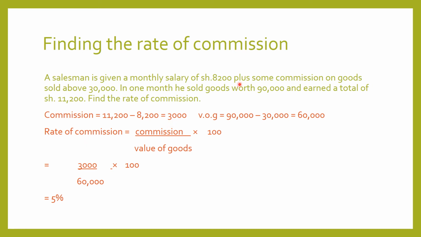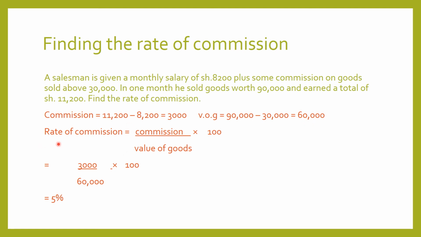So this time round here, they have given you the value of goods, 30,000, and you also have 90,000. So when they have given you, you subtract them. So the value of goods above 30,000 was 60,000. How did I get my 60,000? I subtracted. So the condition is you subtract. You are only given commission after you have sold goods above 30,000. So in 1 month, the salesperson sold goods worth 90,000. For you to get the value of goods above 30,000, we need to subtract. So 90,000 minus 30,000 is 60,000.